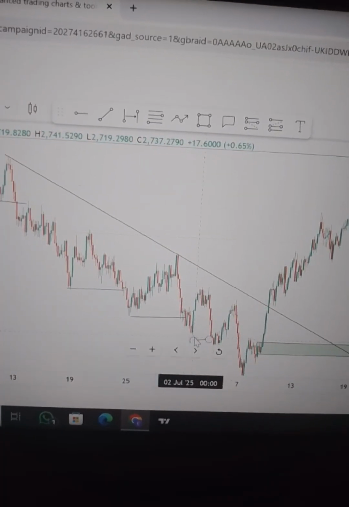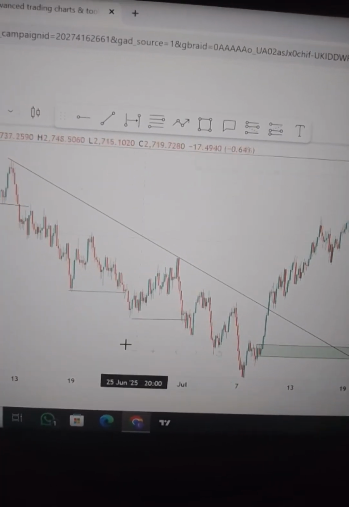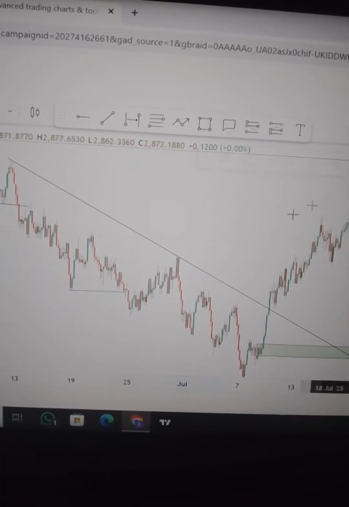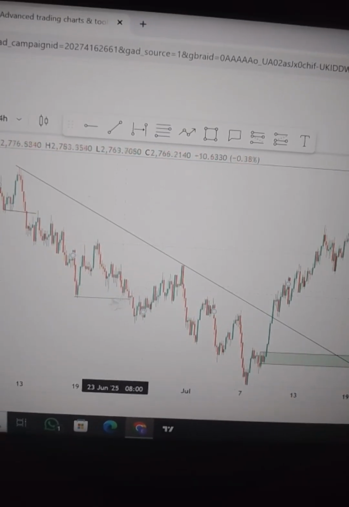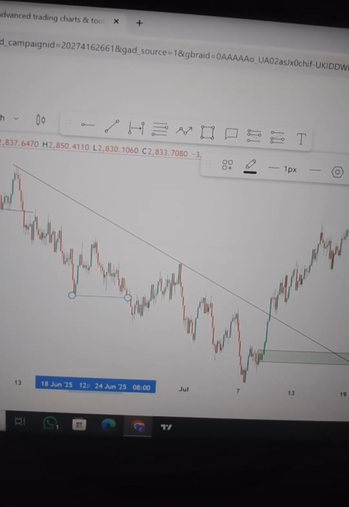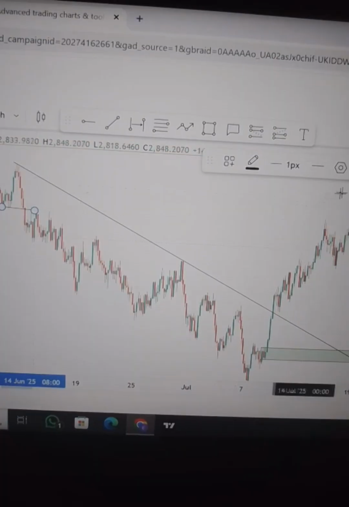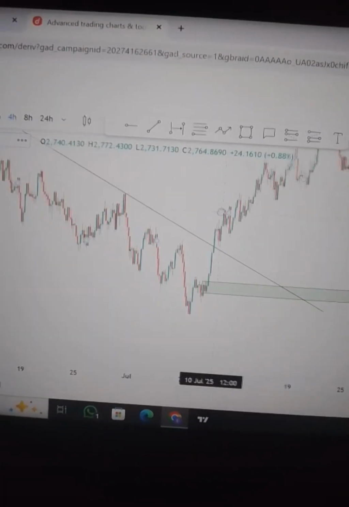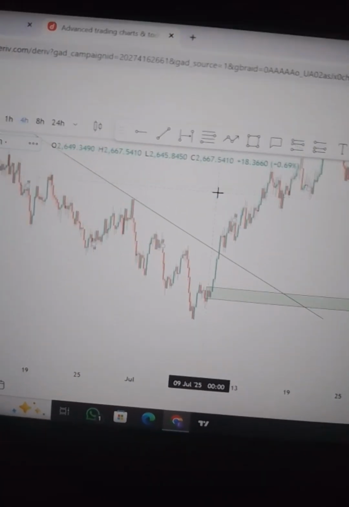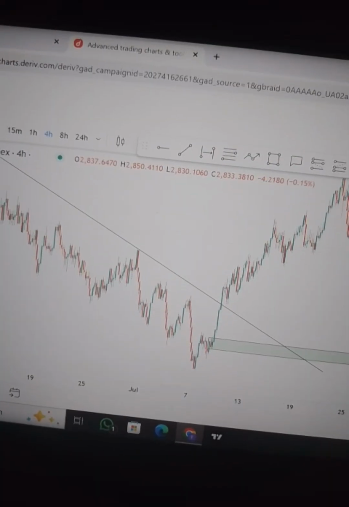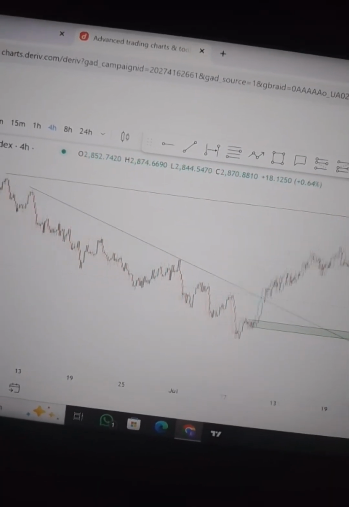If the ICT traders are here right now. Everybody has their own strategy and their reason for trading with it. But me, I rather trade with the SMC strategy. Look at it.